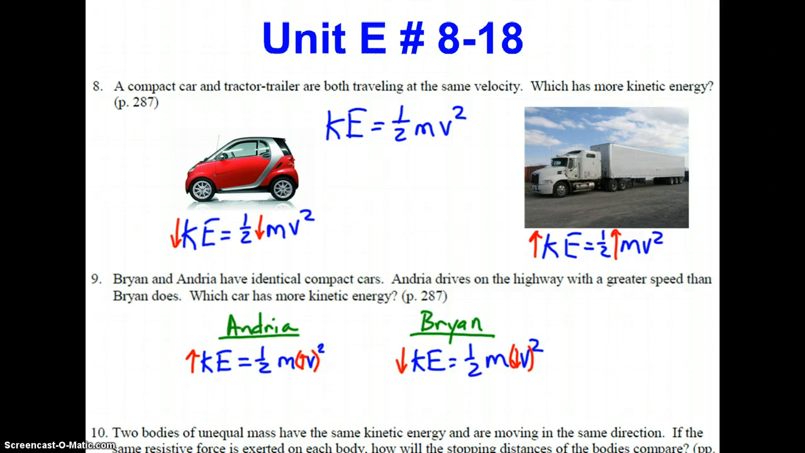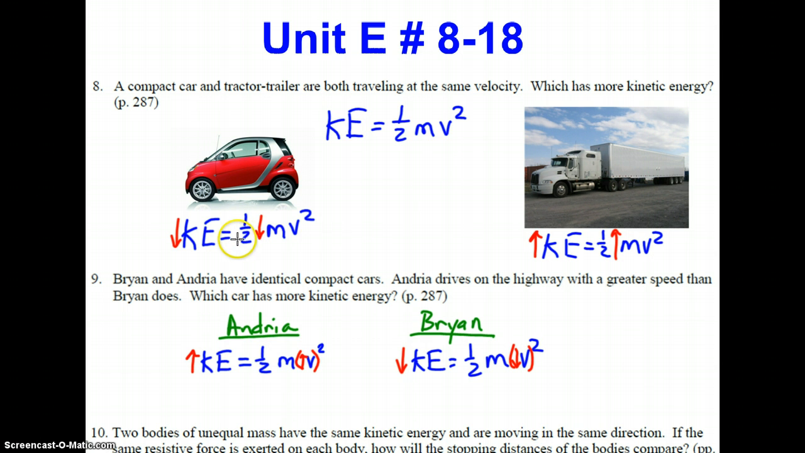All right, we start with number 8. A compact car and tractor trailer are both traveling at the same velocity. Which has more kinetic energy? Well, we start by going to the reference table to see how we calculate kinetic energy. Kinetic energy, of course, is the energy an object possesses by virtue of its motion. On the reference table, we see that kinetic energy is calculated by KE equals 1/2 mv squared.